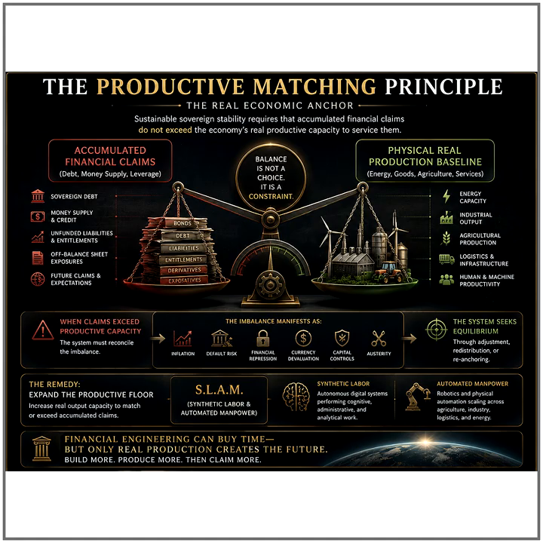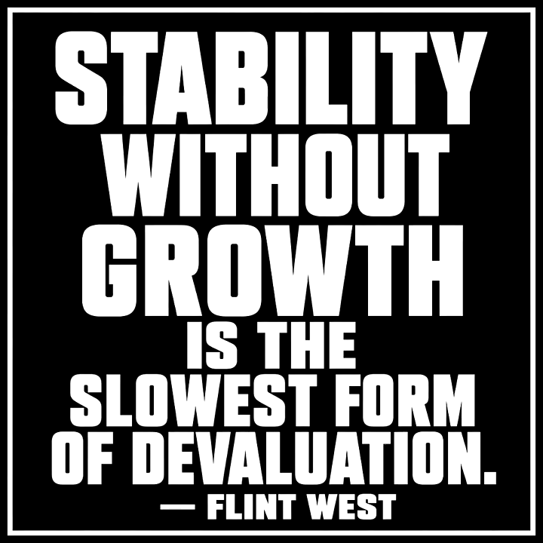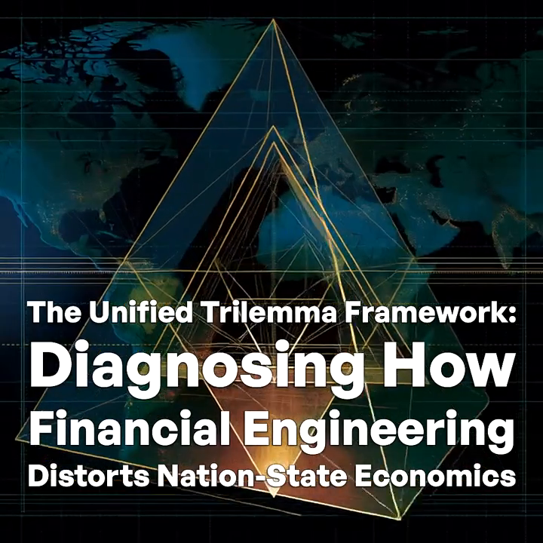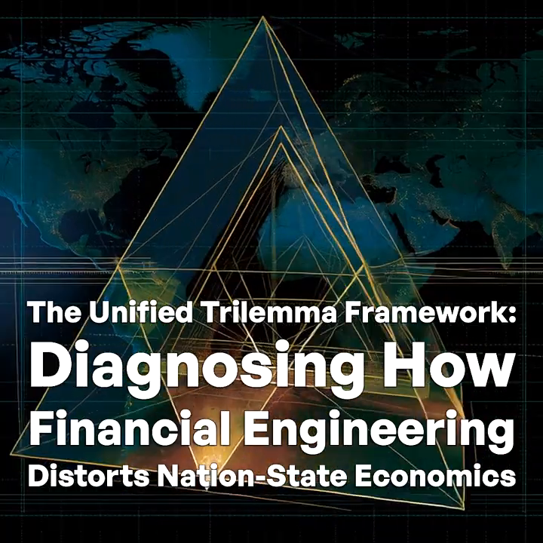The productive matching principle therefore serves as the final anchor of the Unified Trilemma Framework, grounding paper claims in physical economic reality. Monetary credibility cannot be permanently sustained by balance sheet optics alone. The value of any currency ultimately rests on what it can buy in the real economy. Under conditions of rapid demographic aging, shrinking labor forces, and ballooning sovereign debt, traditional fiscal policy fails. Synthetic labor and automated manpower introduces a framework for real-side realignment.